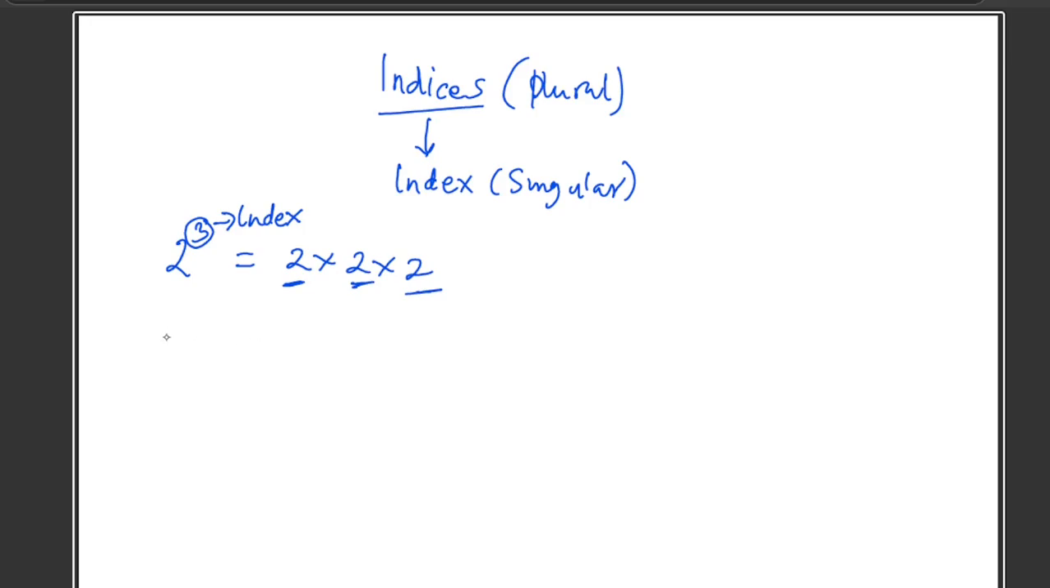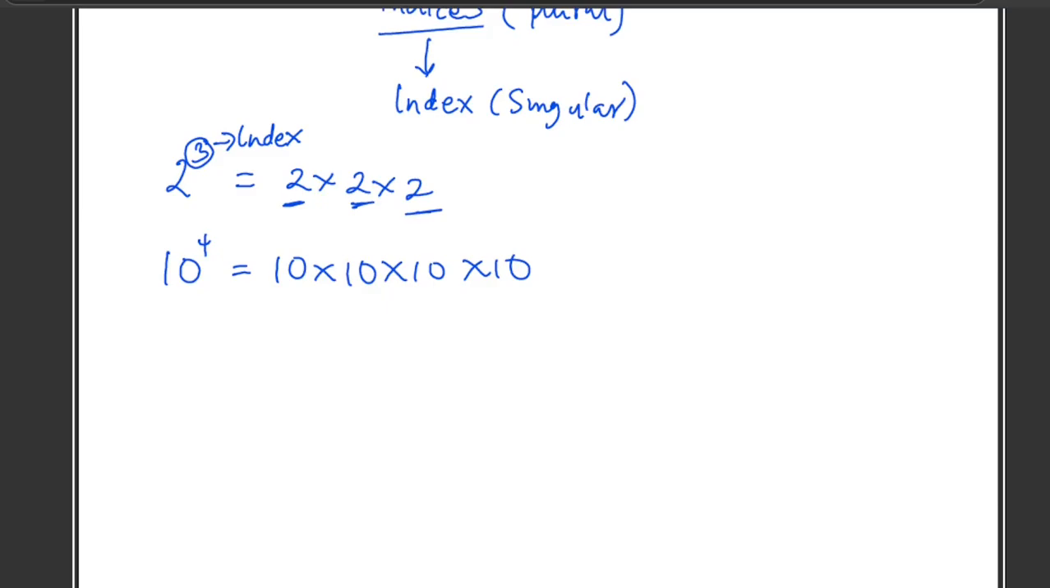Also, when I say 10 raised to power 4, that simply means 10 times 10 times 10 times 10. I'm multiplying 10 by itself 4 times. So we say 4 is the index. That is simply what index means.